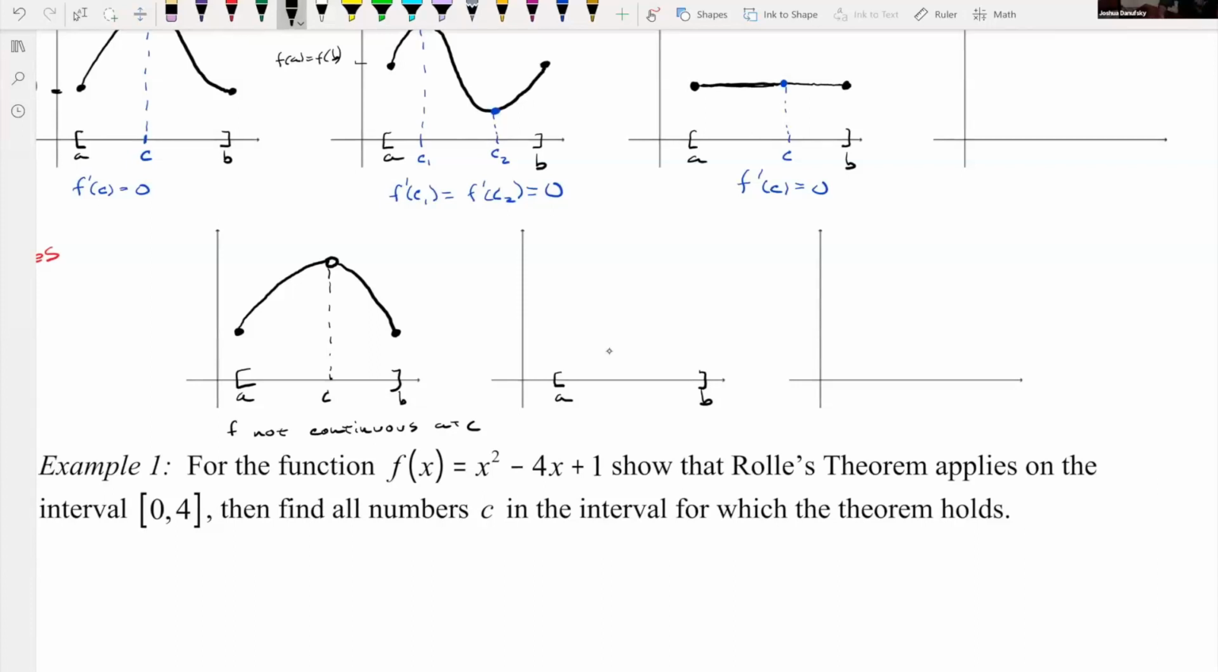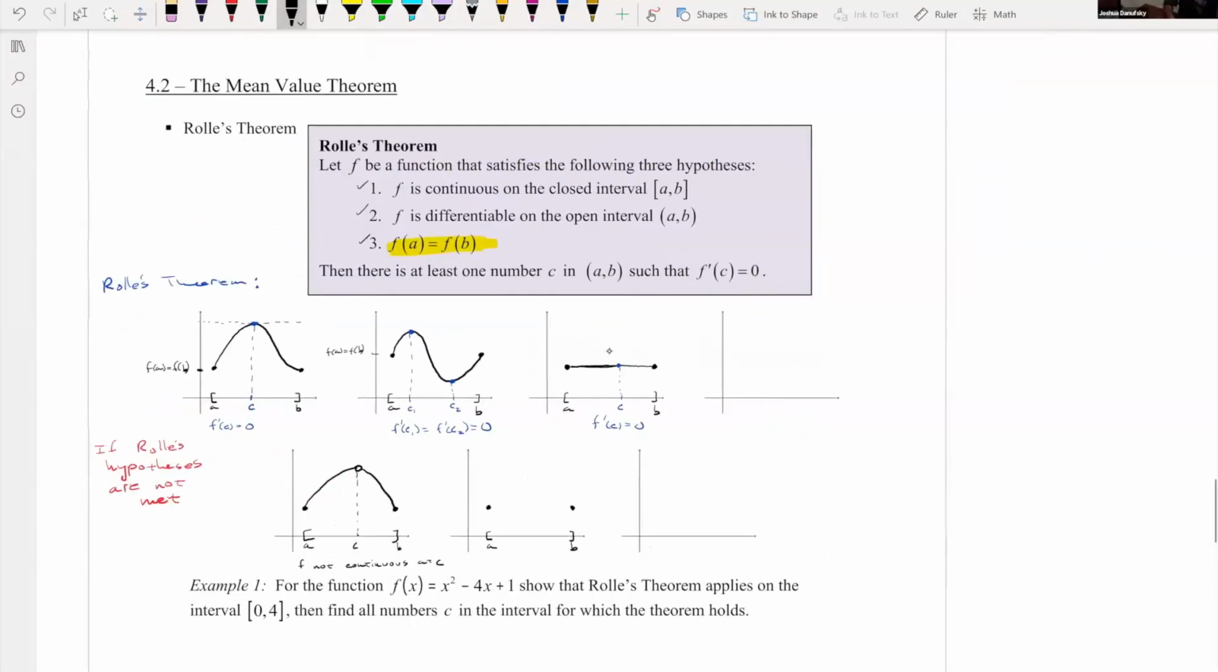So here, if we have a situation where we're not differentiable, right? This is the second item here, differentiable on (a, b). What if we're not differentiable? Well, that could look something like this, right?